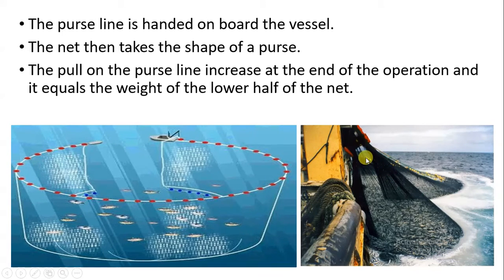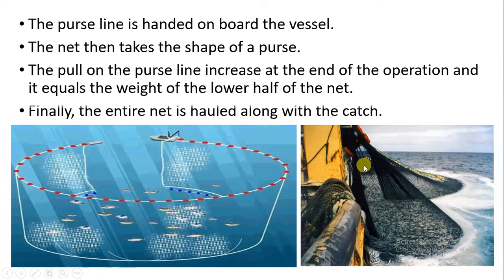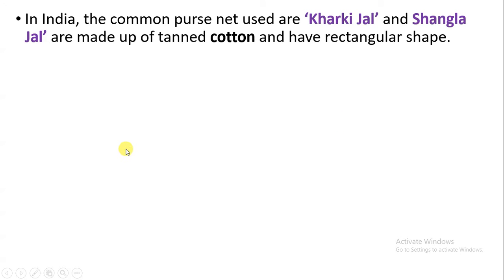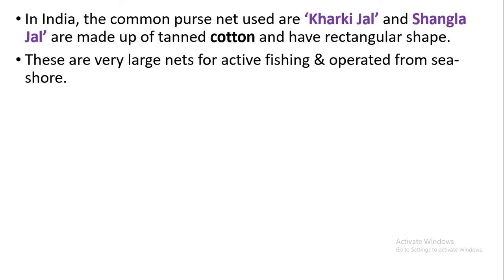So the pull on the purse line increases at the end of the operation. In this way it will be pulled, and here it equals the weight of the lower half of the net. So finally the entire net is held along with the catch. In India, the common purse nets, such as the Kharaki jaal and Shangla jaal, are made up of cotton and they give a rectangular shape.